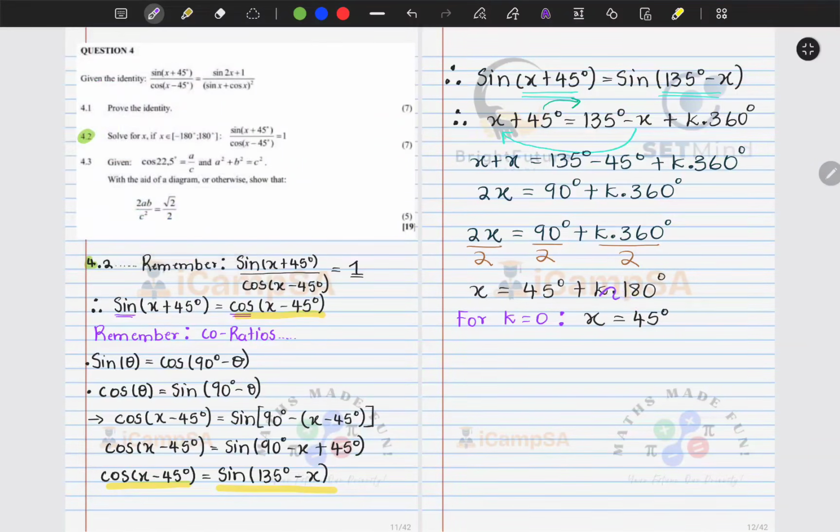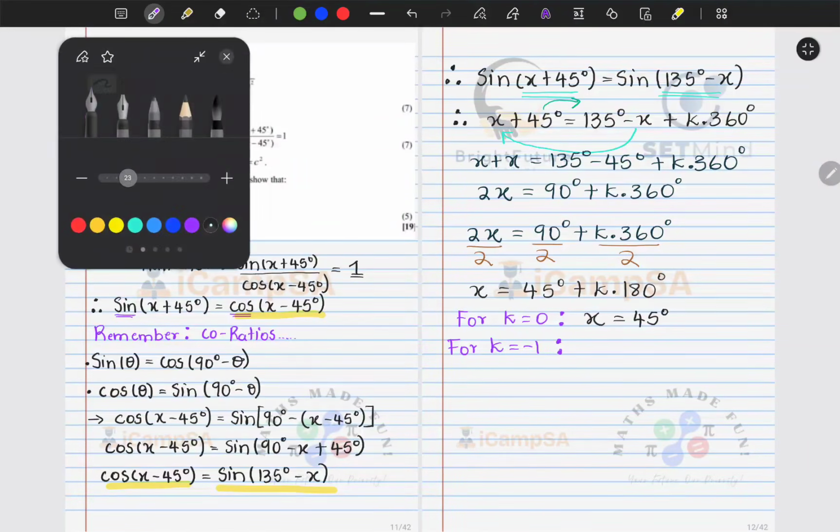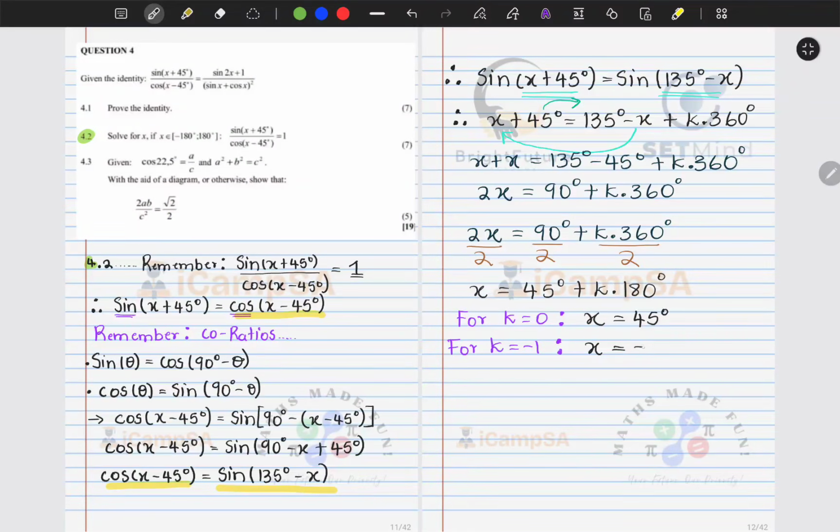And then for k is 1, it's going to be outside this 180. So we can do for k is minus 1. Okay. So for k equals minus 1, what you will end up having will be just 45 minus 180, which will give you our x value to be negative 135 degrees. Okay, of which it is within that range. So that is what you were expected to do.